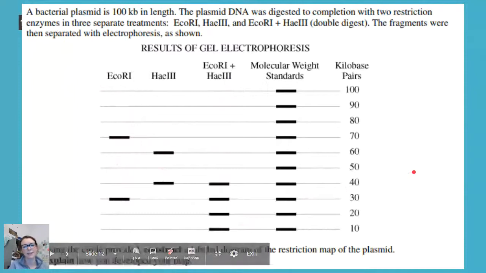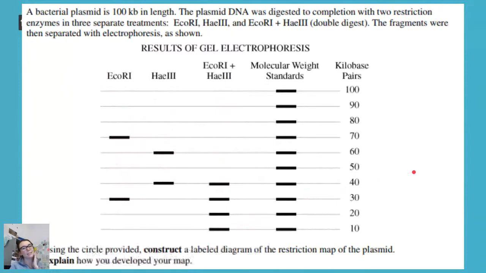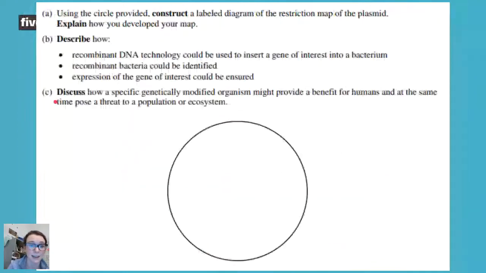Okay, so the first question on here is a mapping question. I'm actually going to skip it because you would never, ever have to do this on the AP exam. So that is good news. We're just going to focus on steps B and C. Describe how recombinant DNA technology could be used to insert a gene of interest into a bacterium. Describe then how recombinant bacteria could be identified. And then describe how expression of the gene of interest could be ensured.